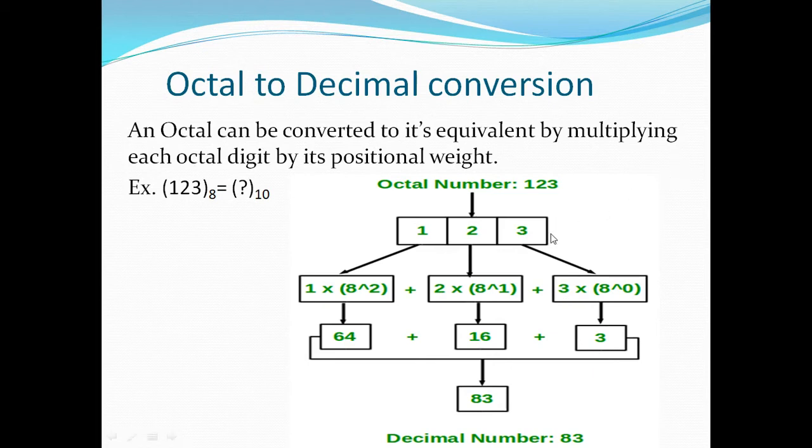Now suppose we have a fractional part also. Suppose this number is 123.5. The positional weight on this side is 8 to the power 0, 8 to the power 1, 8 to the power 2. But if we come to the other side of the decimal point, after 8 to the power 0 there will be 8 to the power minus 1. So if we have 0.5 here, we'll add 5 into 8 to the power minus 1, and simply add this with the rest of the numbers. It is similar to binary to decimal conversion only.